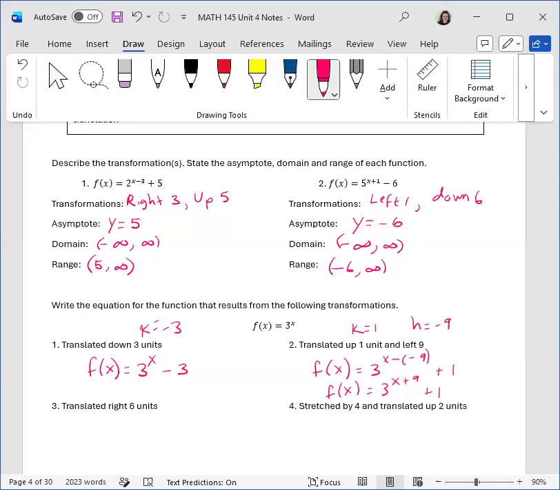Okay, the next example, we're translating right 6 units. That would be a value of h. So f of x is equal to 3 to the x minus h power. And then number 4, it's stretched by 4. That's a. Translated up 2 units, that's k. So we would have f of x is equal to 4 times 3 to the x plus k.